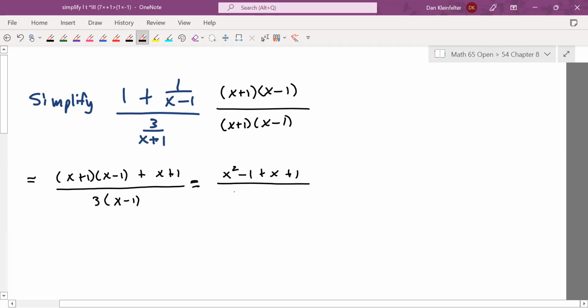Okay, so then all we have to do is clean things up. Okay, so we'll have x squared plus x over 3x minus 3. All right, and that will do it.